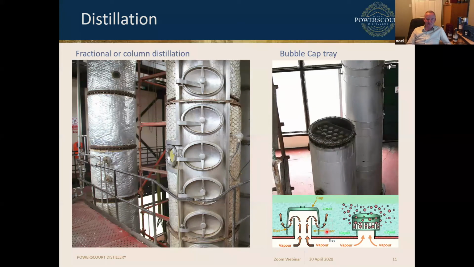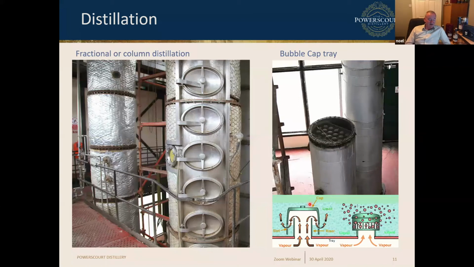I mentioned sieve tray, but bubble cap is another way. And you can just about see the way the vapor goes up, the cap forces it down through the slits. The slits are in the liquid, so the vapor has to go through the liquid to escape up to the next plate. And this is probably an earlier mechanism by which these things were done.